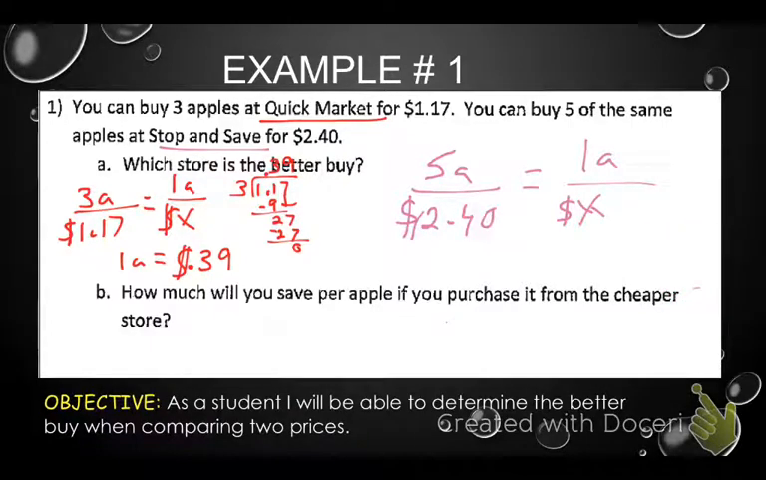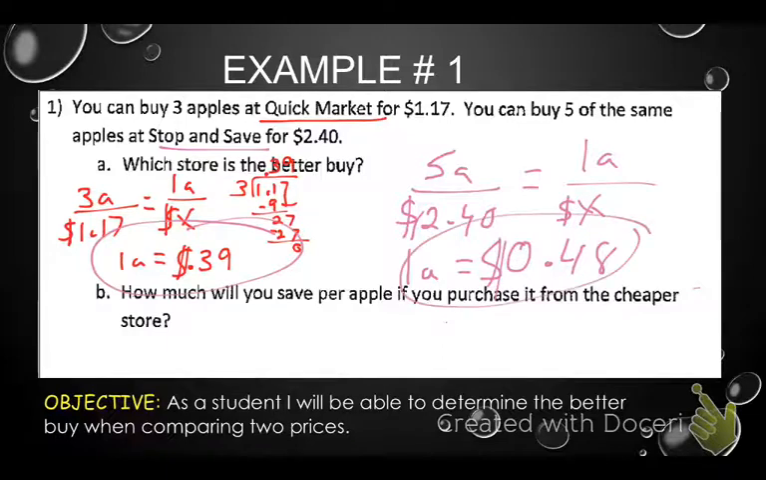I'm going to make myself some room. So at Stop and Save, 1 apple equals 48 cents. Now, that's pretty good. Based on this, which one do I want to buy an apple from? Well, I probably want to buy an apple from the lowest price, which is 39 cents, which is Quick Market. So I need to make sure I answer that. Okay, which store has the better buy? Well, the answer is Quick Market. So you need to write that and actually put a box around your answer. Quick Market. And that is our answer.